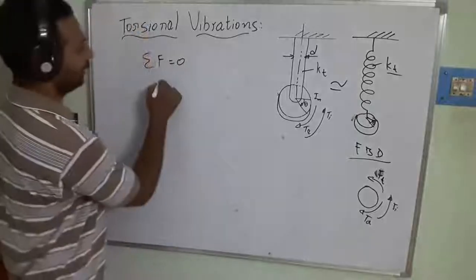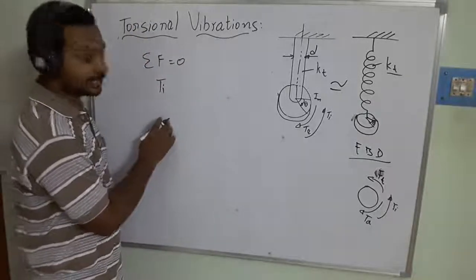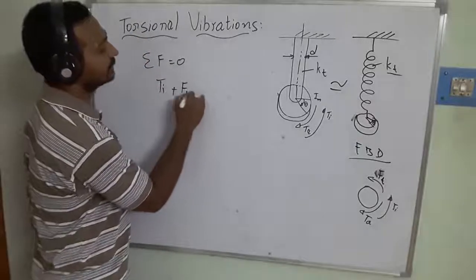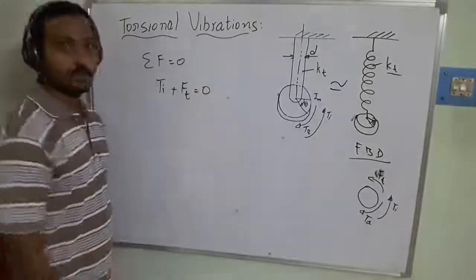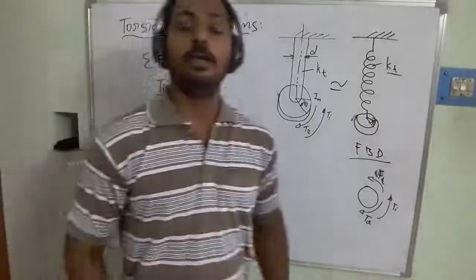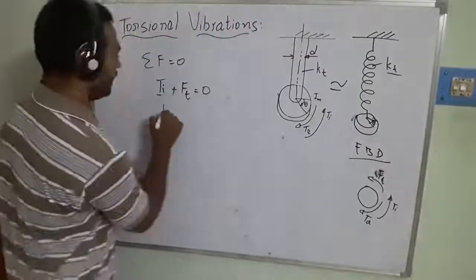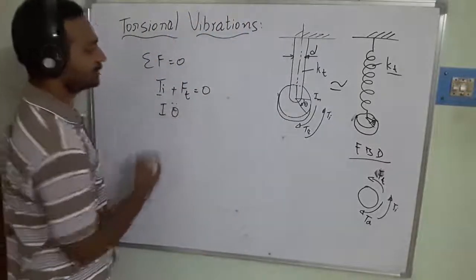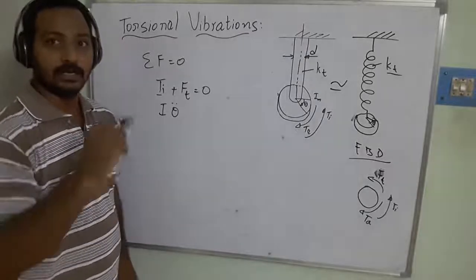That is what I am going to be taking. Ti is going to be your inertia torque plus a torsional force that is equal to 0. What is the Ti force? The Ti is going to be the torsional inertia torque that is equal to I into acceleration, that I am going to say in terms of theta double dot.